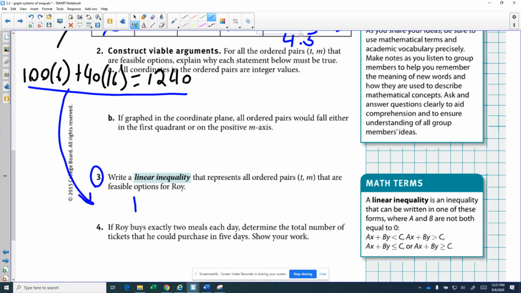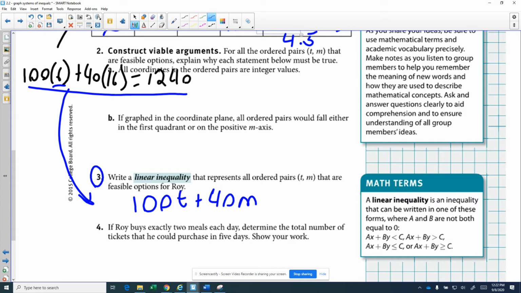The easiest way to do this is really just to think about it. It's 100 times what? Well, it's how many tickets you actually buy, right? In this case, we had 6 tickets. Well, if I want to write that as just an inequality or like an equation, it's just going to be 100 times t. I'm going to add that to how much our meals cost. Well, it's $40 per meal. And m is what I'm going to state for my meals.